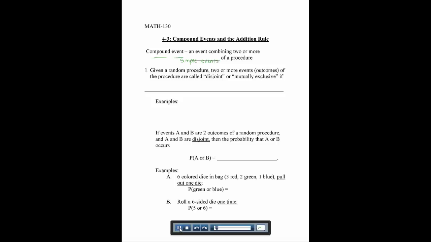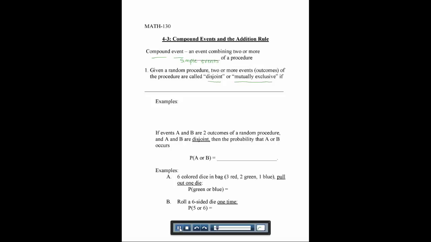Of a procedure. So for example, maybe you'll want to know what's the probability, if you're rolling a six-sided dice, of getting a 5 or a 6, that kind of thing.